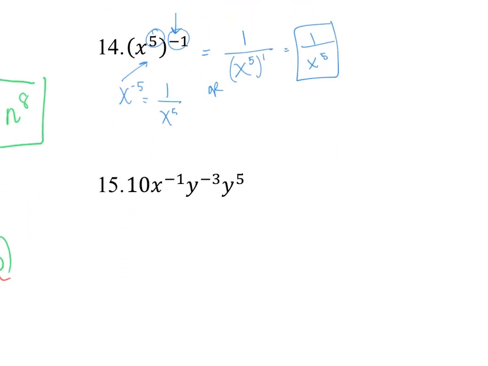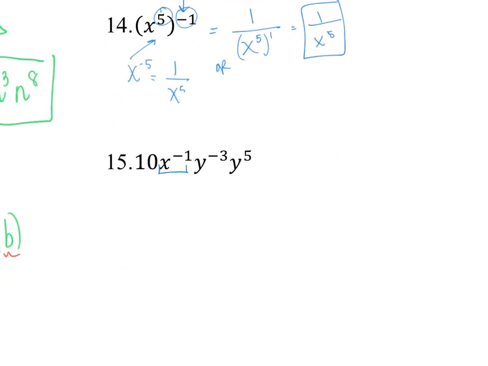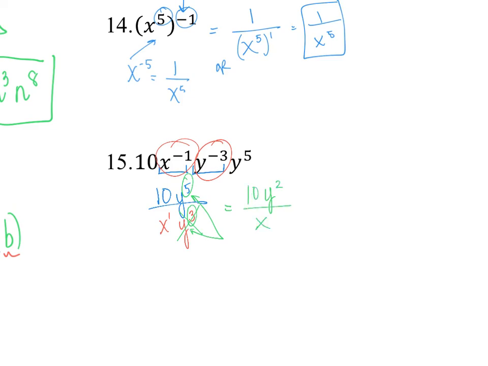So for number 15, we have this x to the negative 1 and y here to the negative 3. We can divide by those, so it will be 10, y to the fifth still hanging out, but x to the negative 1 will come to the bottom, y to the negative 3 will come to the bottom. And so then this will simplify a little more because these are the same base. So if I have 5 on the top, 3 on the bottom, those 3 will cancel out, and I'll have 2 left on top. And 10 still hanging out there, and then we have just x. And that would be my final.